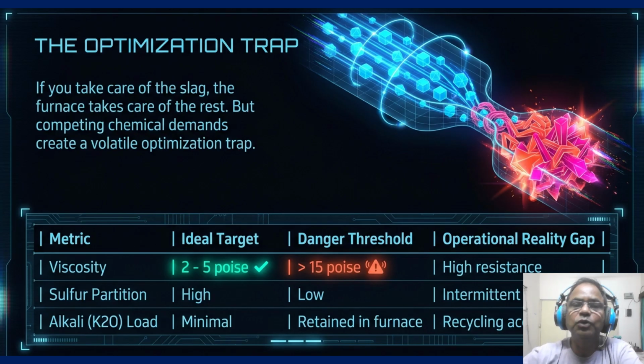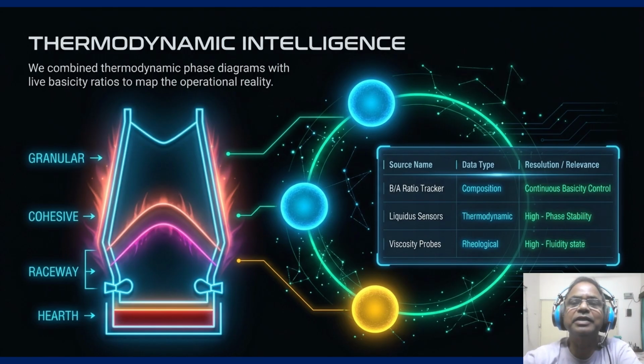Now, coming to the thermodynamic intelligence, we cannot manage what we cannot map. So live sensors and phase diagrams reveal the cohesive zone and pressure drop in real time. This is how we turn a black box into a transparent process.